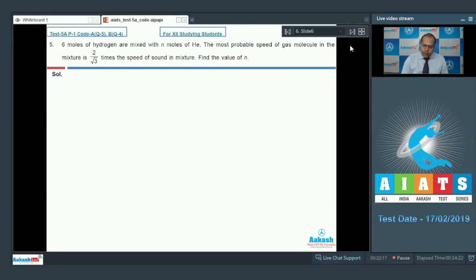We know that the most probable speed is given by under root 2RT by m, and as per the question it is equal to 2 by root 3 times the speed of sound in the mixture. So that is gamma mixture RT by m. If I solve this equation, the value of gamma comes out to be 3 by 2.